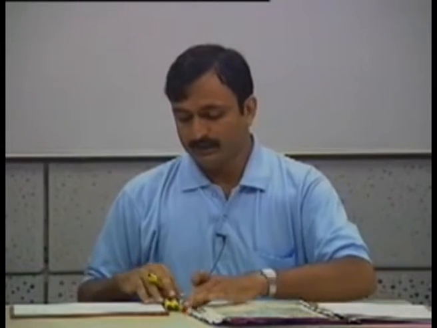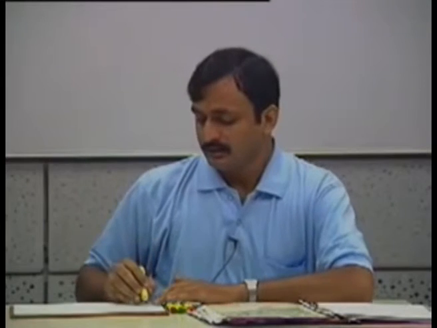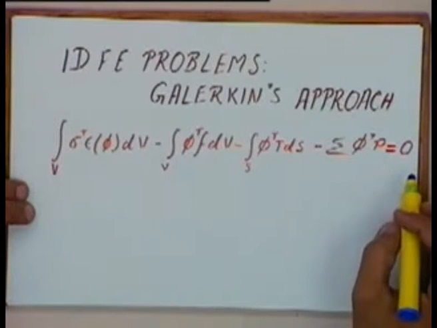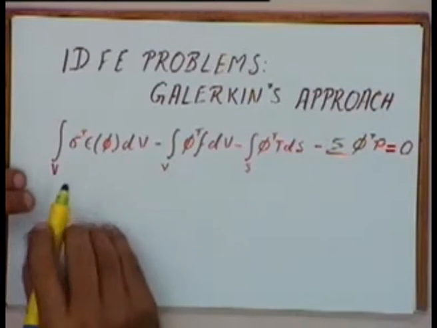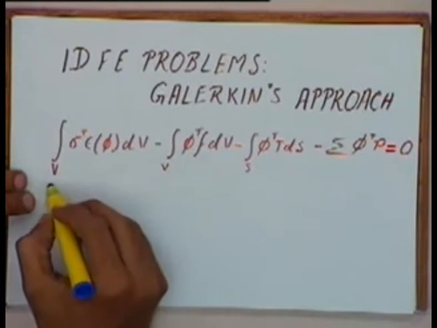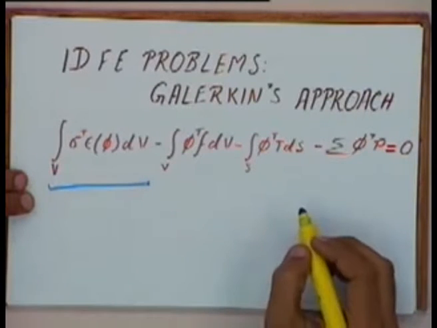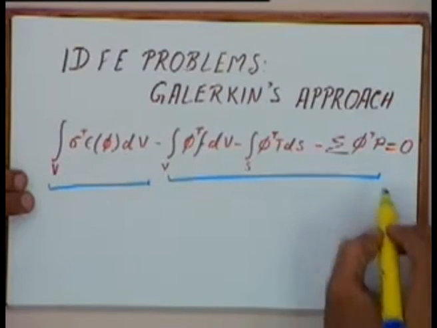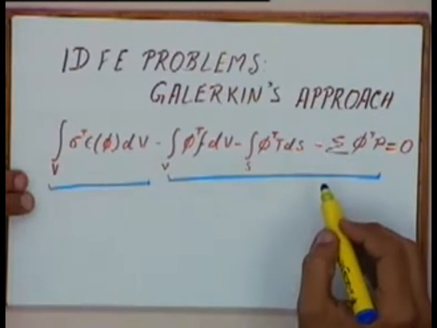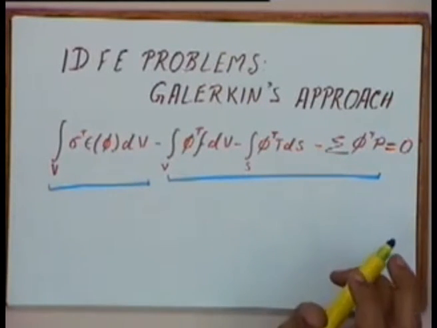Today we will see the Galerkin's approach to the one-dimensional finite element problems, and in the Galerkin's method we have already seen that this is the equation that we get for the virtual work done, that is this part is the virtual work done against the internal forces and this is the external virtual work done, and we said that the two will be equal in magnitude and the total virtual work done will be 0. Okay, this we have already seen.